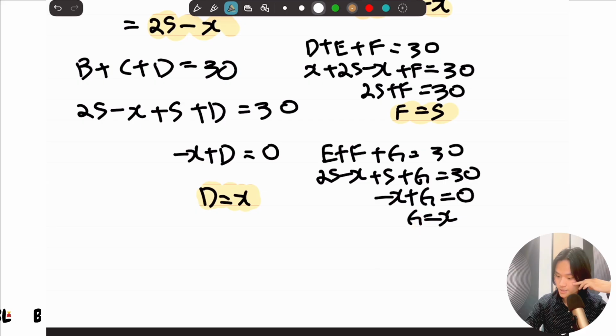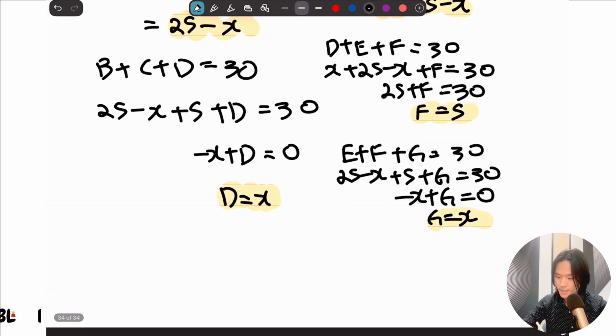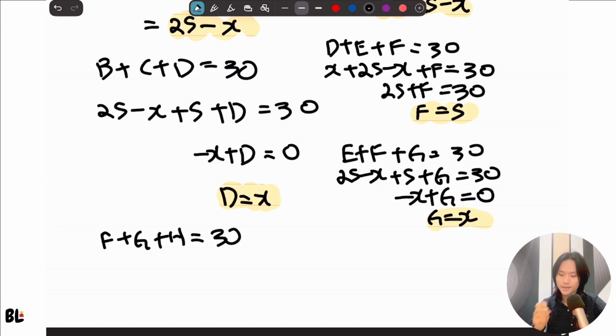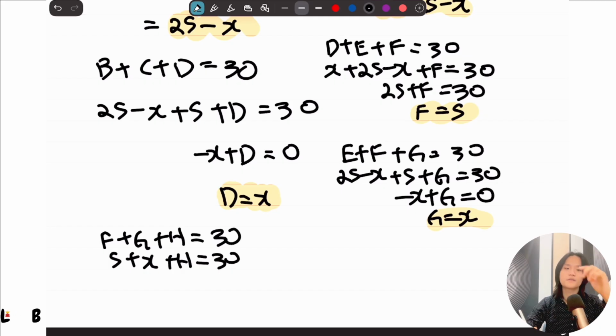We're getting close now, because we're going to apply the rule one more time to F plus G plus H equals 30. F is 5 and G is X. So here we have 5 plus X plus H equals 30. So H is just 25 minus X.